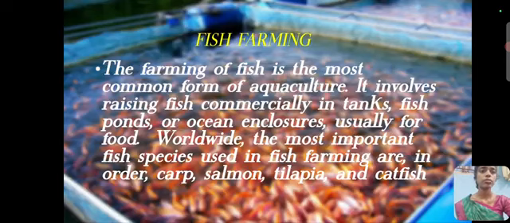First, let's see about fish farming. The farming of fish is the most common form of aquaculture. It involves raising fish commercially in tanks, fish ponds or ocean enclosures. It is usually for food. Worldwide, the most important fish species used in fish farming are carp, salmon, tilapia and catfish.